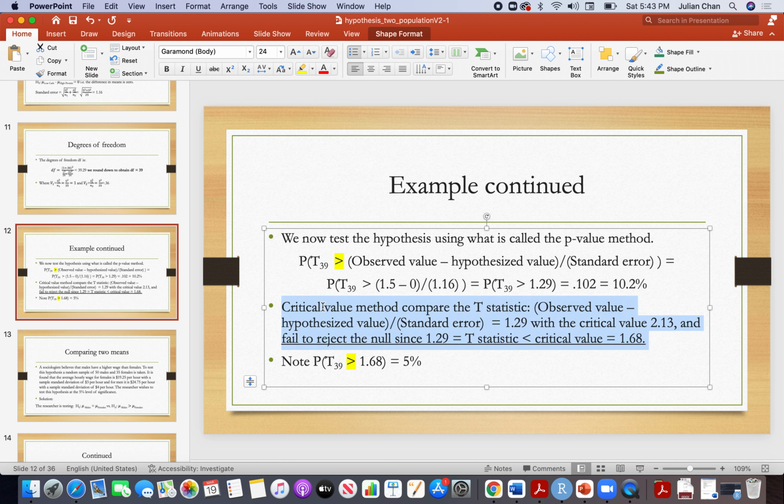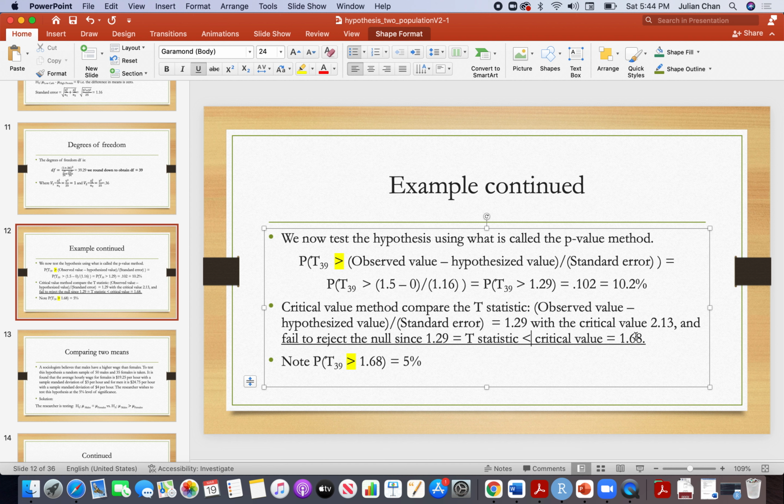Another method is the critical value method. Our t-statistic is 1.29, and in this case, we would also fail to reject, since the t-statistic is less than the critical value of 1.68. We get the same conclusion either way.